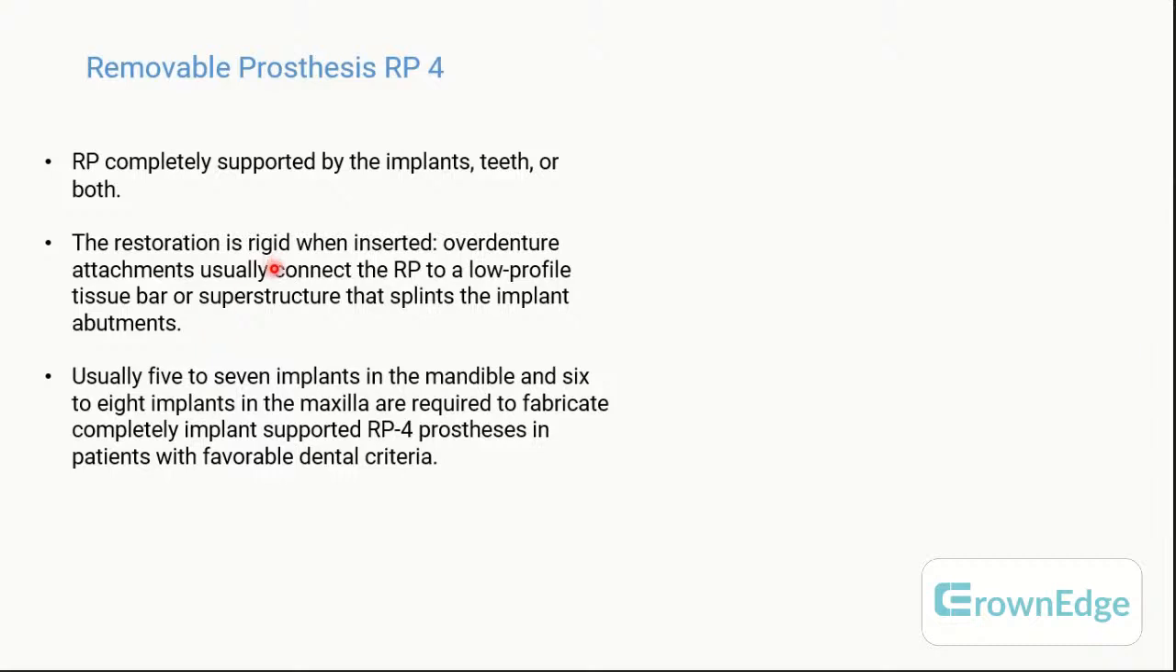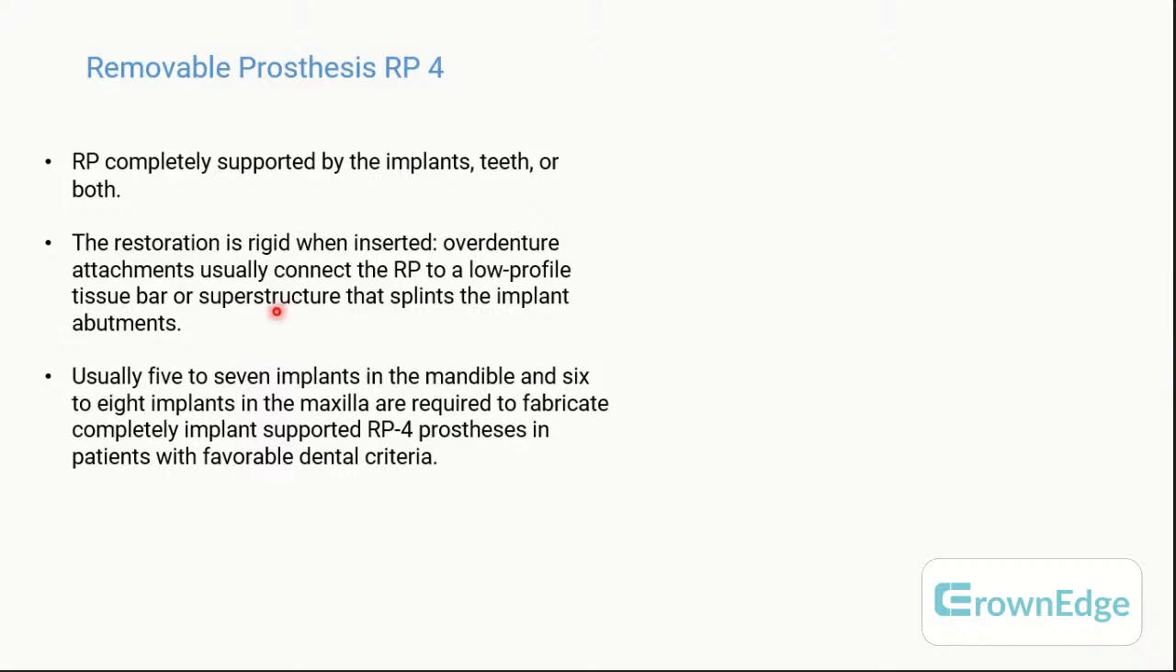Okay, so what is an RP4? You have to understand that it is also a removable prosthesis which is supported by implants, but not by teeth or both. Now we don't follow the both concept. We do it either by implants or teeth. Okay, so where do we usually give it?